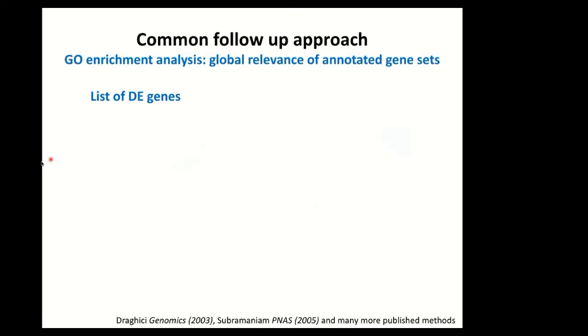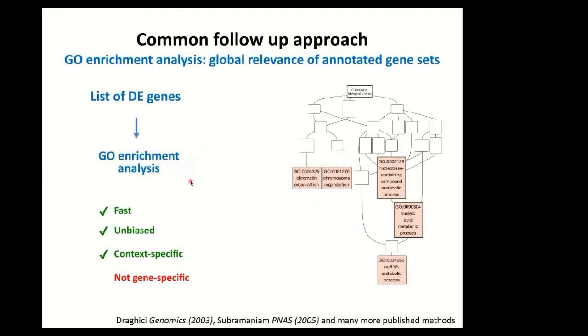Before I dive into GeneWalk, a common follow-up approach that has been developed over the last 30 years is enrichment analysis, which really gives a global relevance of annotated gene sets. If you have a list of differentially expressed genes, you perform the analysis, and what you'll get is significant GO annotations like chromatin organization, which correspond to annotated gene sets known to be involved in those processes. So this is very interesting.